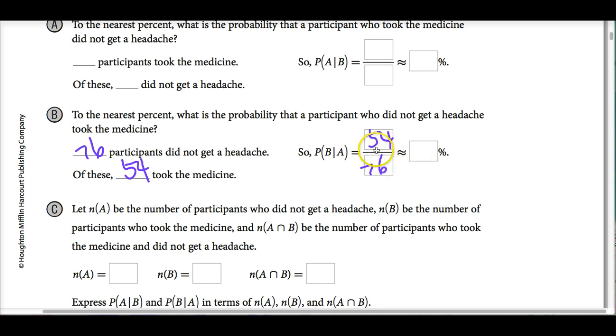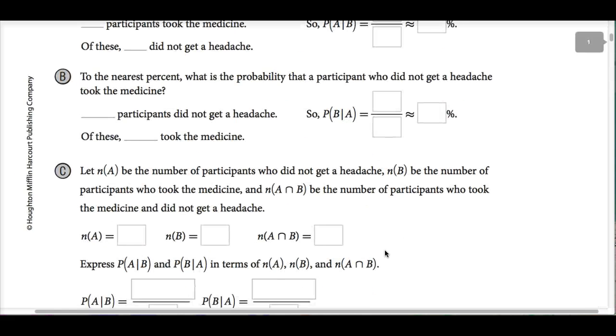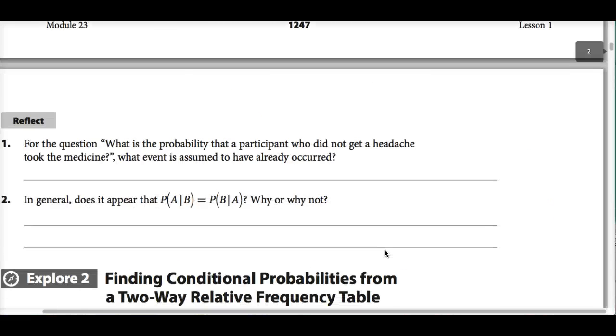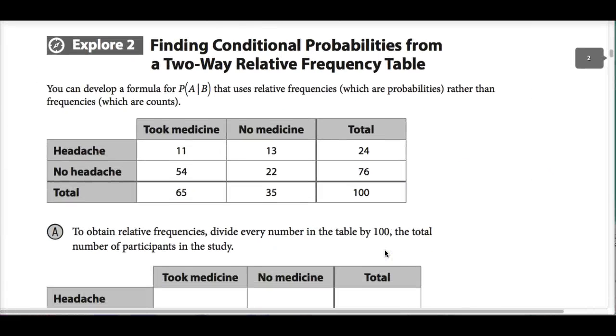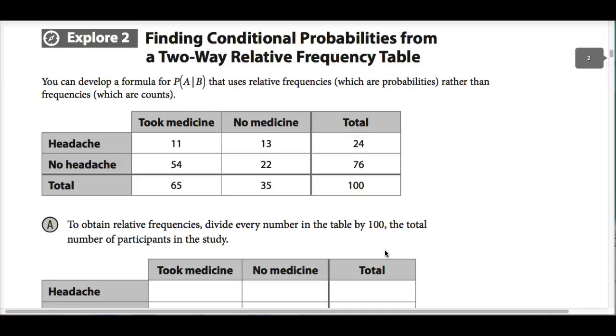So again, do your calculations and you'll get a percentage, okay? If you don't know how to use your calculator, you've got to go 54 divided by 76, and that will give you point something something, and so you've got to multiply that by 100 to get the percentage. Okay? And yeah, so you can keep going. They're just trying to explain some things to you.